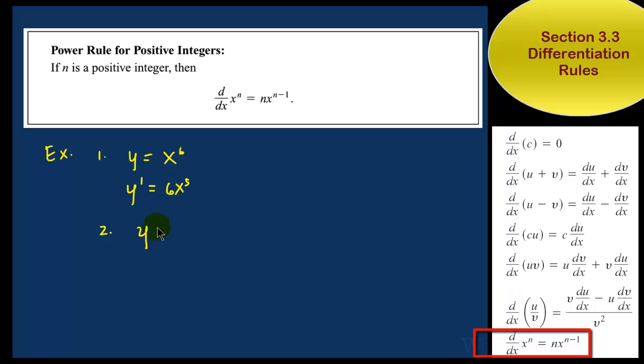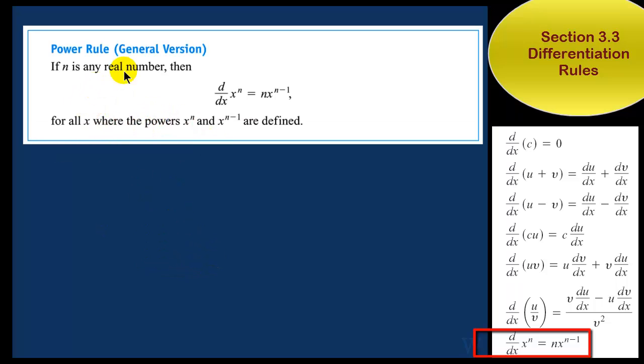And if, say, y is equal to x to the 8th power, y prime would be 8x to the 7th. In fact, if n is any real number, then the derivative of x to the n, the power rule still holds, as long as x to the n and x to the n minus 1 are defined.